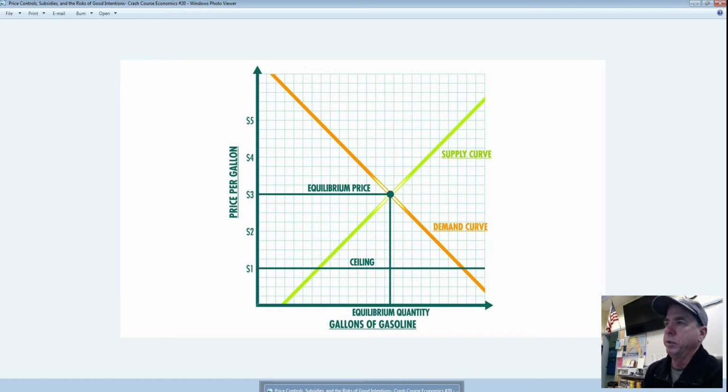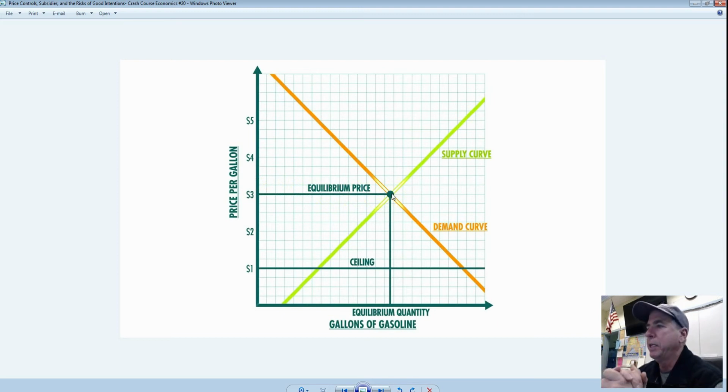So we know what the equilibrium price is, and the Crash Course people there are talking about the price of gasoline. So the equilibrium price in this example is at $3 a gallon. There's the equilibrium price. It clears the market of all the gasoline. Those who want to get it, get it; those who want to produce it, produce it.